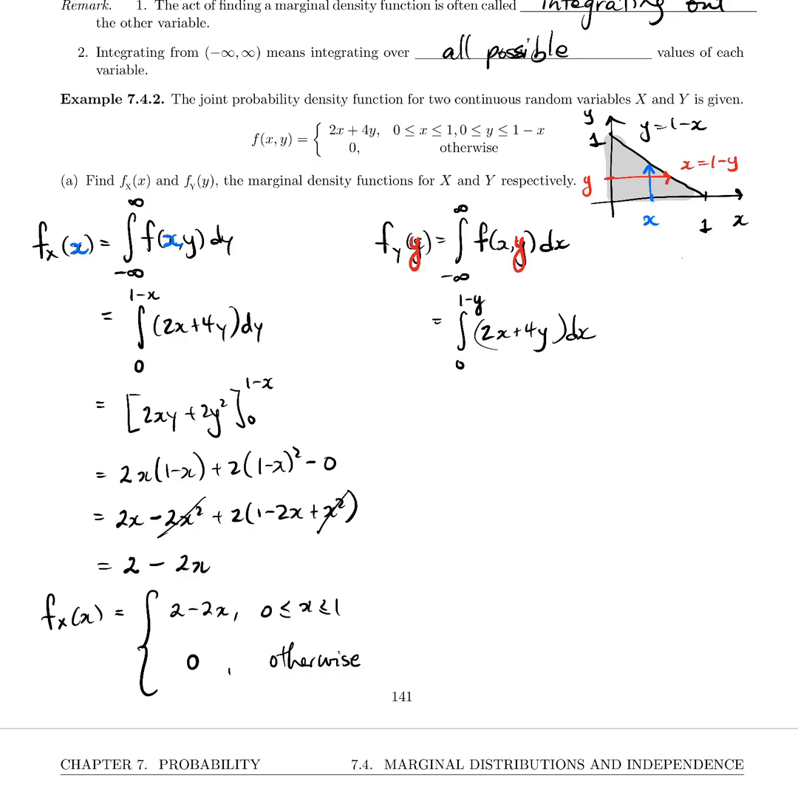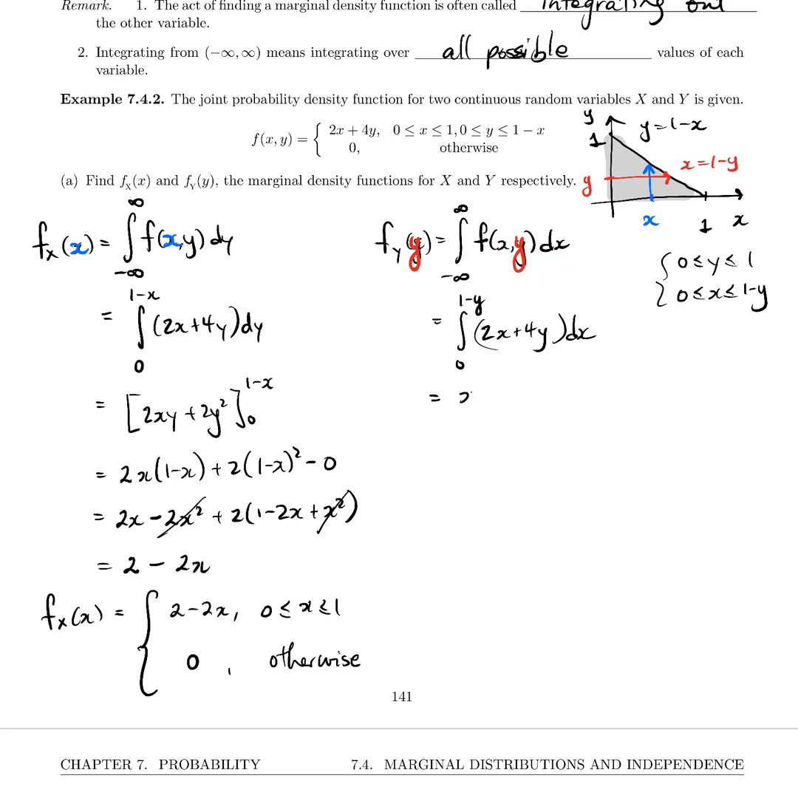So our new way of describing the region is 0 is less than or equal to y is less than or equal to 1, and 0 is less than or equal to x is less than or equal to 1 minus y. That is what we just did. Now we're just going to integrate here the same way, but this is now an integral with respect to x, and so we're going to get x squared. The 2 disappears.